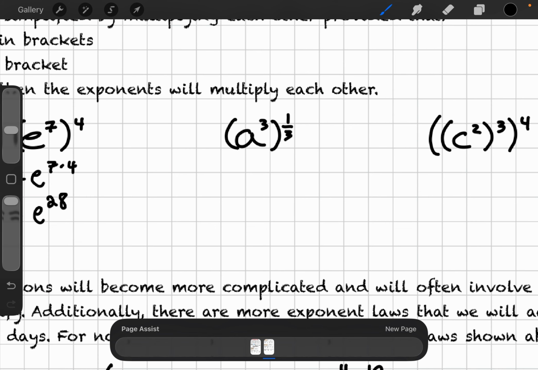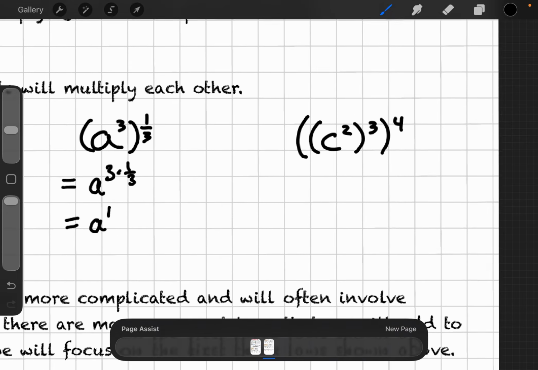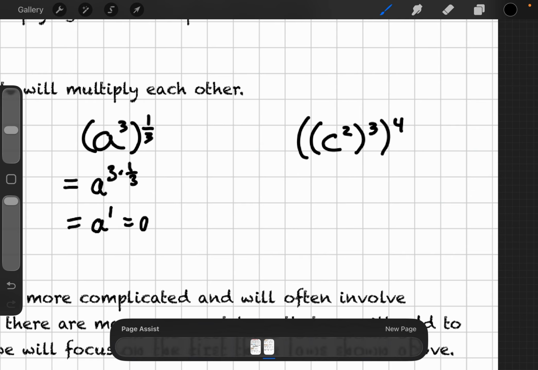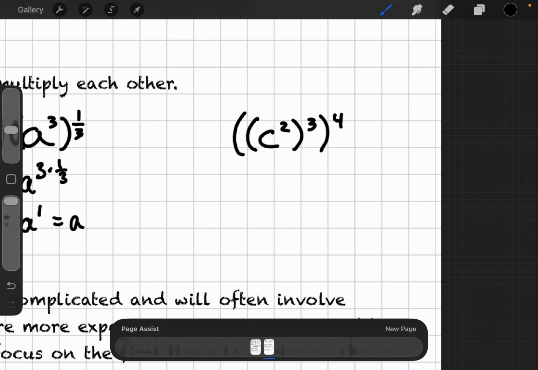Next one. 8 cubed to the power of 1 over 3. Same thing as 8 to the power of 3 times 1 over 3. In this case, multiplying by a fraction, 3 over 1 times 1 over 3 is just 3 over 3, which is 1. 8 to the power of 1, or it can also be written as 8. Here we have this one. Pause the video and see if you can figure this out using the power of a power law.